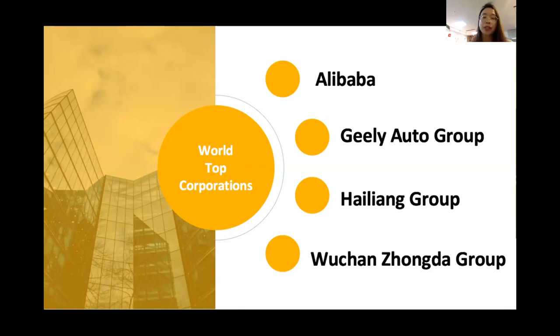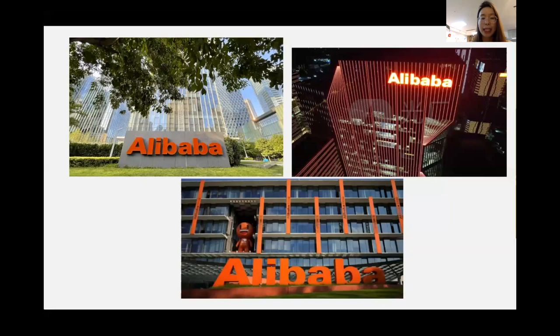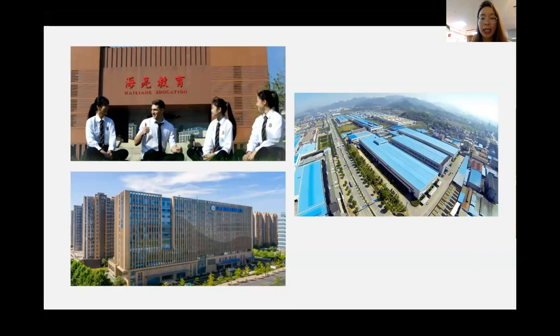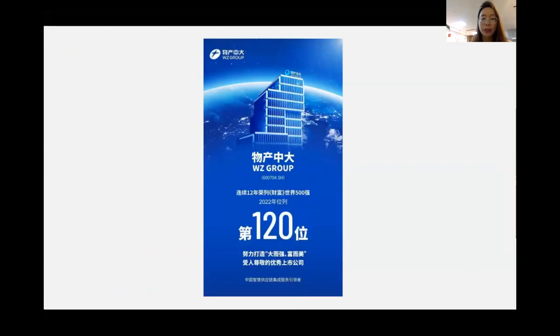But Alibaba is only one big corporation in Hangzhou. We also have the Geely Auto Group, Hailiang Group, Wanxiang Zhongda Group, etc. Geely is a car manufacturing and research center here, Hailiang is in education. And Wuchang Zhongda ranked 120th globally regarding its wealth.